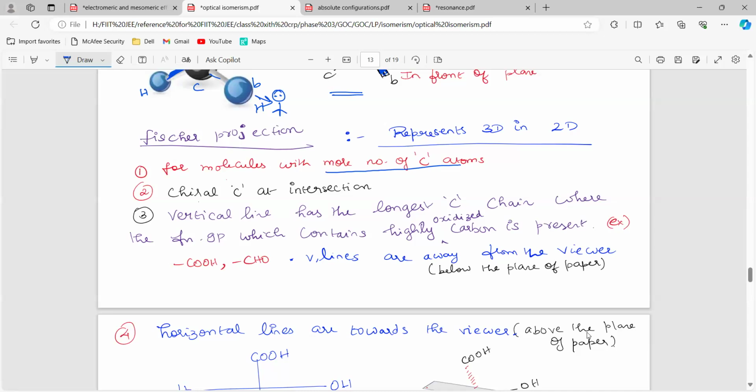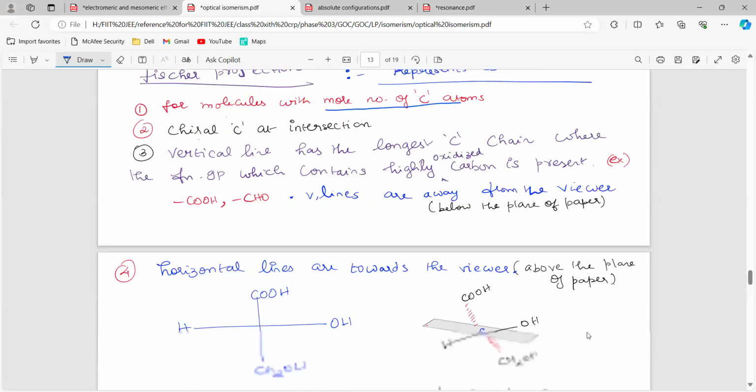More carbons are there. See, the first example we took was methane, only 1 carbon here. If it has more carbons, the chiral carbon will be at the intersection, at the middle point. Look at here. For that, we should understand what is chiral carbon or chirality.